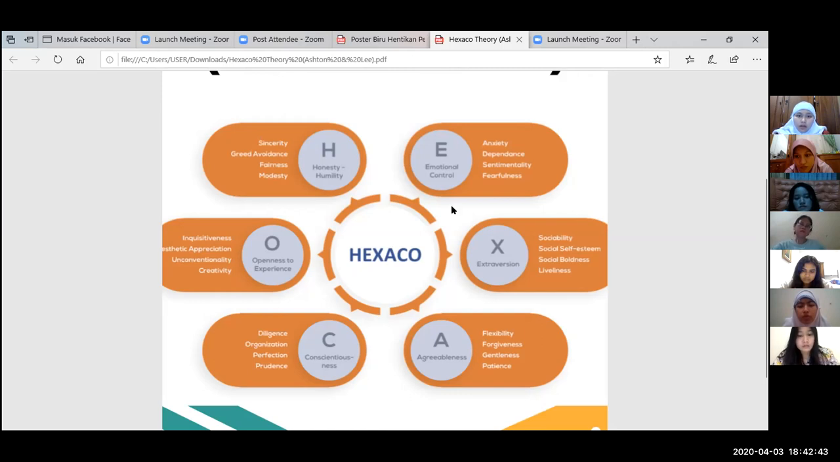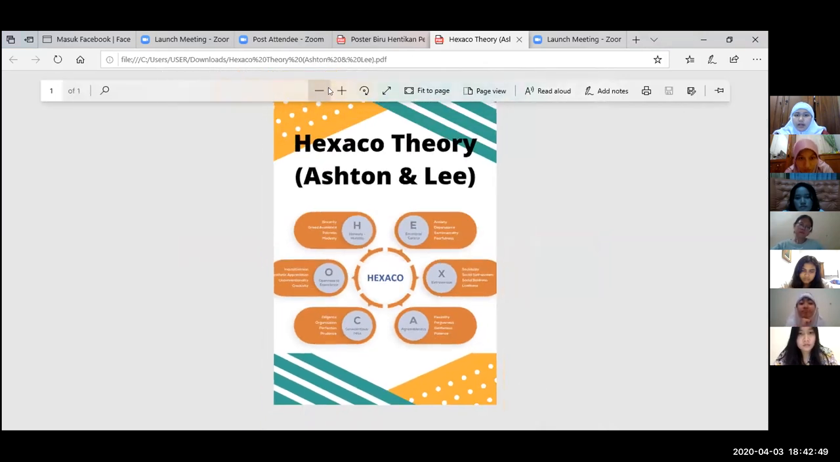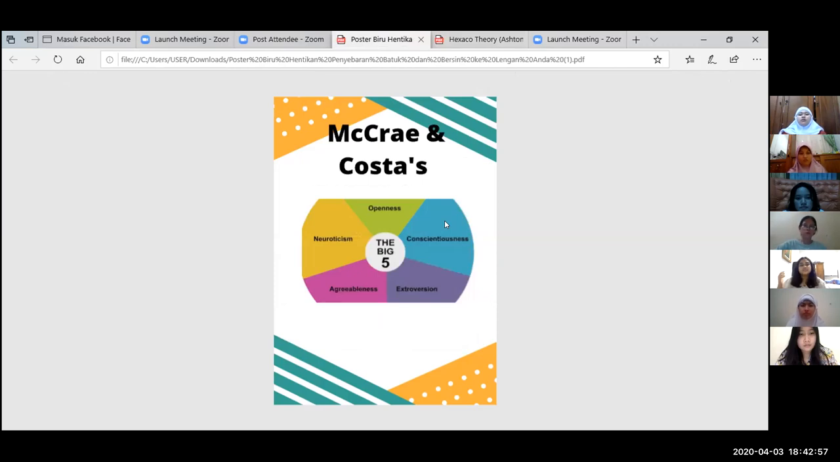So it's enough for HEXACO theory, and I will move next to Big Five theory. This is McCrae and Costa's theory about the Big Five. You can call it OCEAN: the first word is openness, the second is conscientiousness, the third is extraversion, the fourth is agreeableness, and the last is neuroticism.